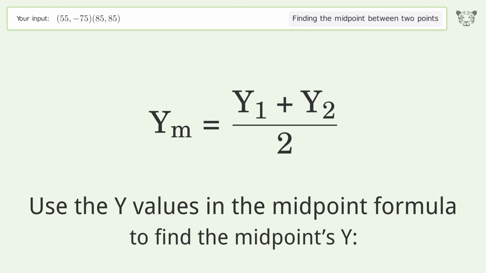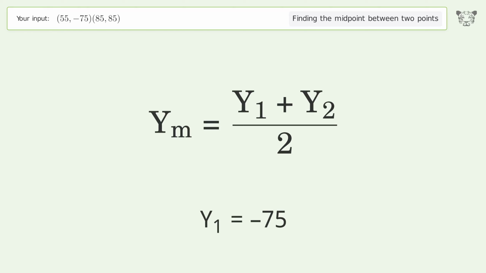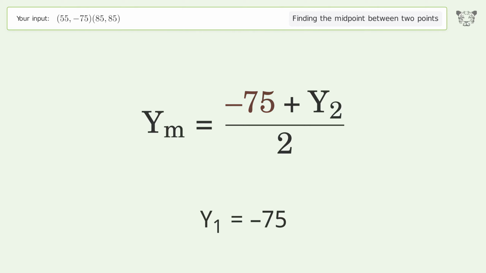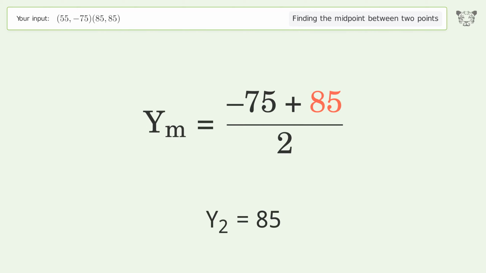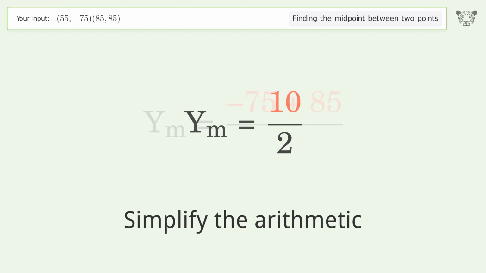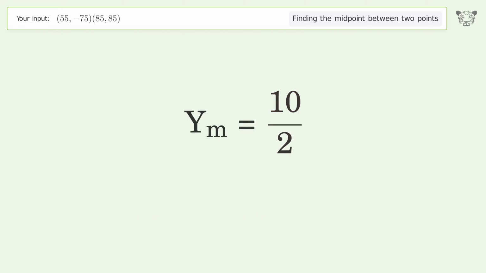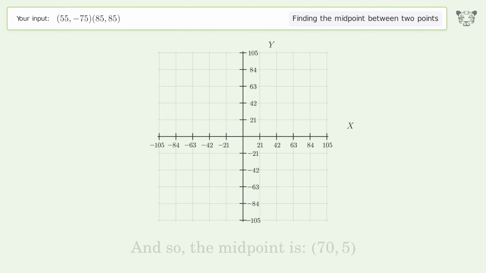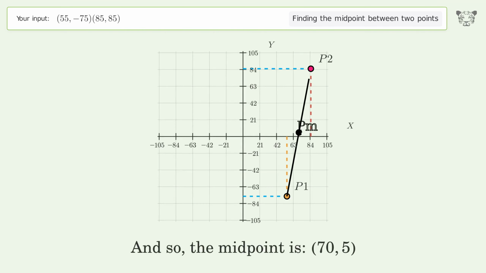Use the y values in the midpoint formula to find the midpoints y. y1 equals -75. y2 equals 85. Simplify the arithmetic. And so, the midpoint is 70,5.